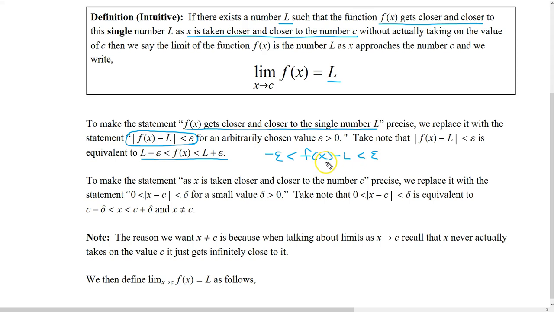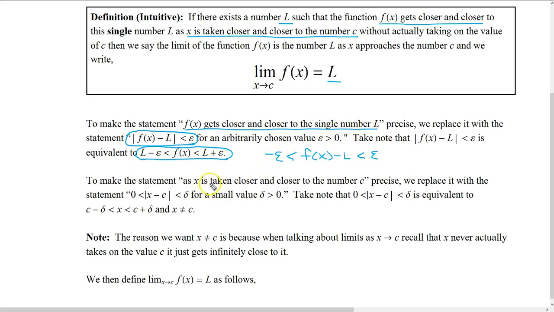And that's because this inequality with the absolute value here is equivalent to saying f of x minus L is between negative epsilon and positive epsilon. And then if we add L to all three parts here, to the left, the middle, and the right term, then we would get this right here. So keep in mind that this inequality with the absolute value is equivalent to saying f of x is between L minus epsilon and L plus epsilon. So that's what we replace the term "f of x getting closer and closer to the single number L" with.